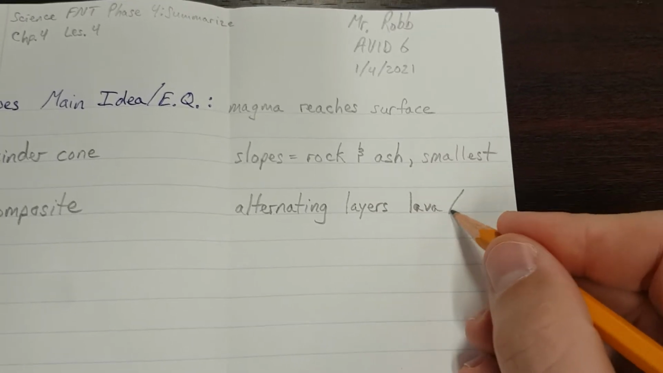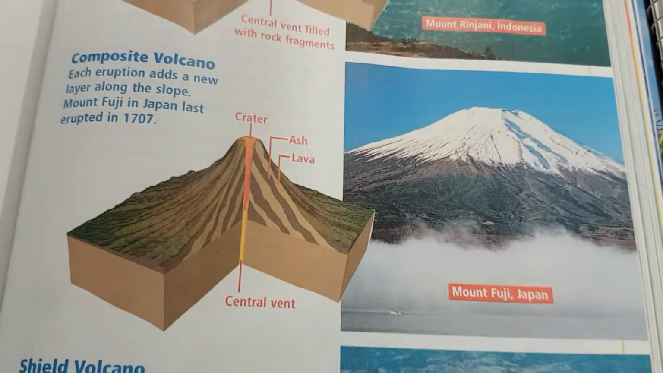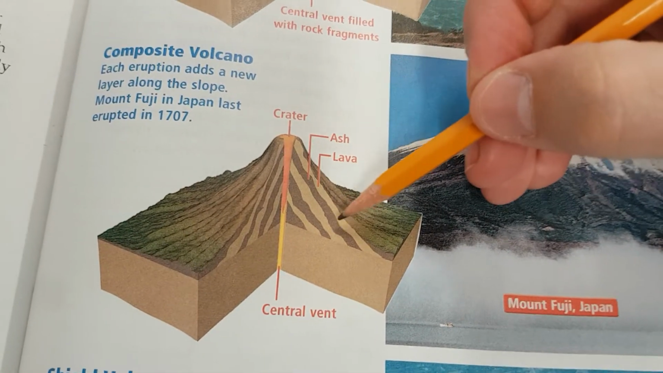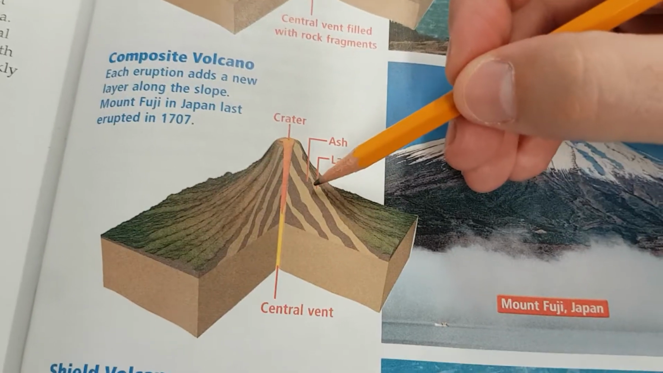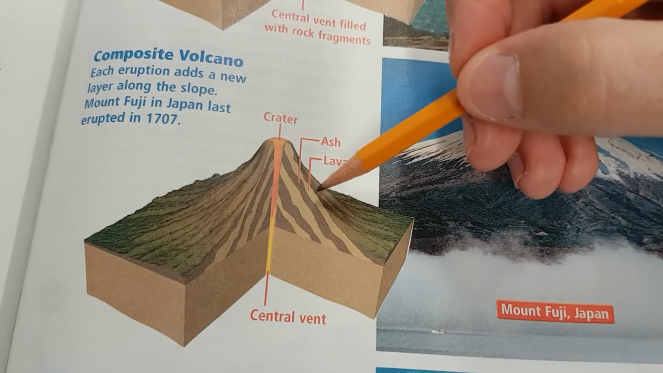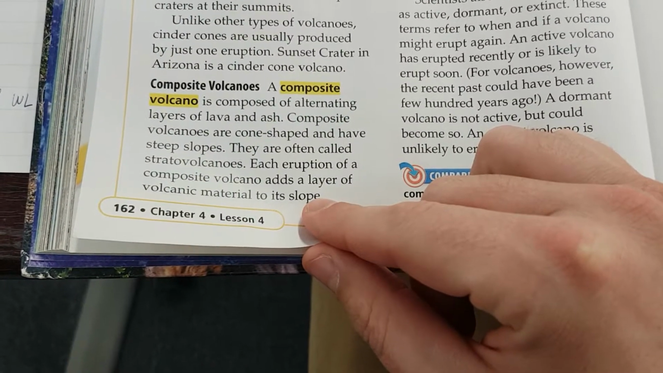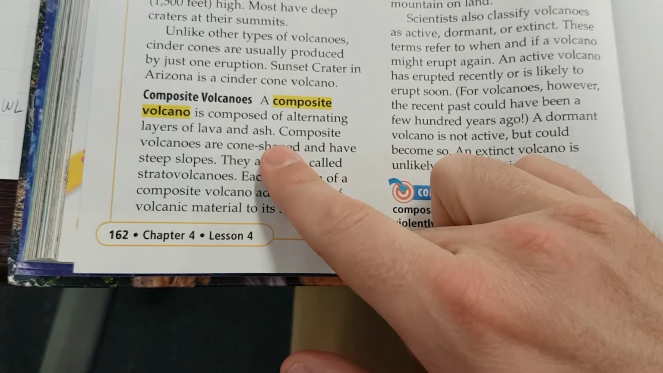Lava, L-A-V-A, slash ash, A-S-H. So sometimes a layer of lava gets laid down, sometimes a layer of ash gets laid down. Here's an example of what that might look like. You can see the banded stripes. So sometimes it's ash, which is like the little flaky stuff in a fire. Sometimes it's lava, which is the magma reaching the surface. Okay, what else? I think that's pretty good for now. Oh, cone-shaped. I guess that could be important. I don't know. We'll find out.